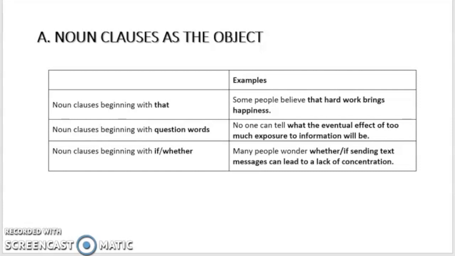And the final type is noun clauses beginning with if or whether. For example, many people wonder whether or if sending text messages can lead to a lack of concentration. In this sentence, whether or if sending text messages can lead to a lack of concentration is a noun clause starting with whether or if, and it is the object of the sentence. Now, we will have a closer look at these three types of noun clauses. Let's start with the noun clauses beginning with that.